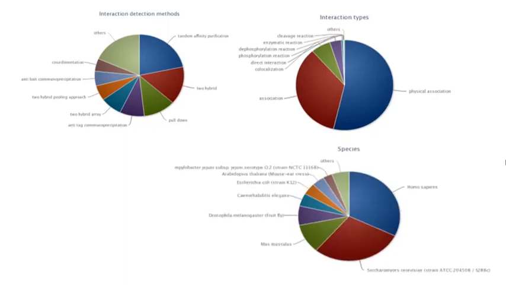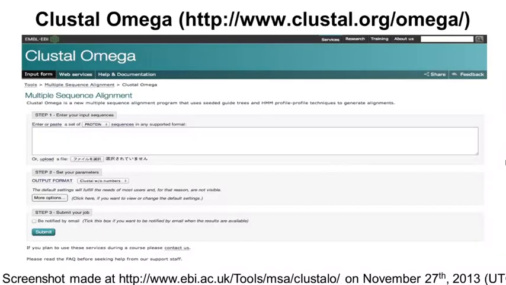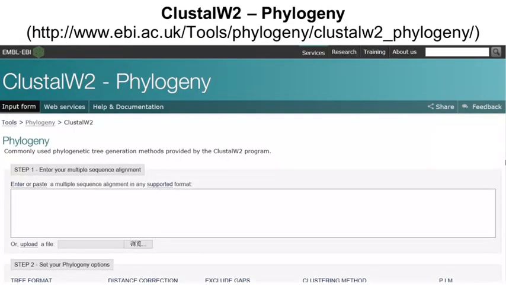The species with the most data available are human, yeast, and mouse, followed by fruit fly, C. elegans, E. coli, and Arabidopsis. This is probably not surprising, as these are some of the most widely studied species. A useful tool maintained by EBI is Clustal Omega for multiple sequence alignment. It has a nice web-based user interface that is fairly easy to use. A related tool is ClustalW2 Phylogeny. It can generate phylogenetic trees given a set of input sequences based on the ClustalW2 algorithm.